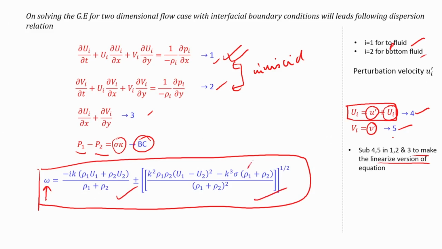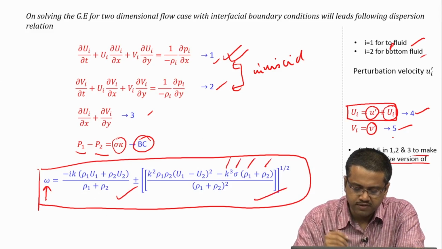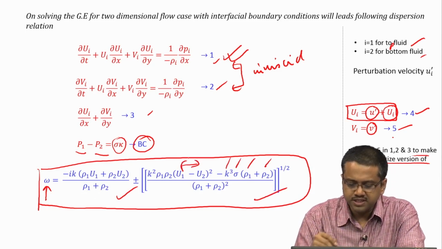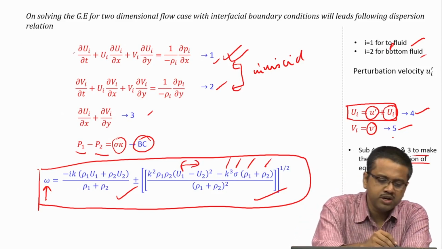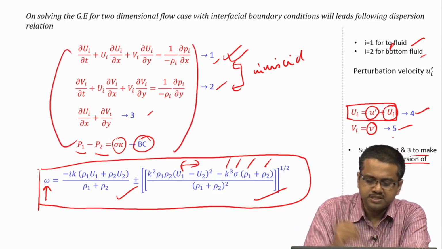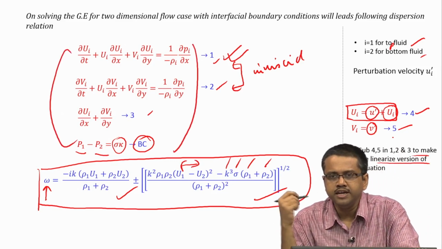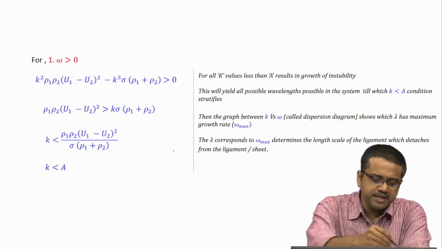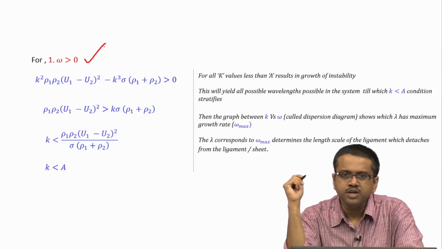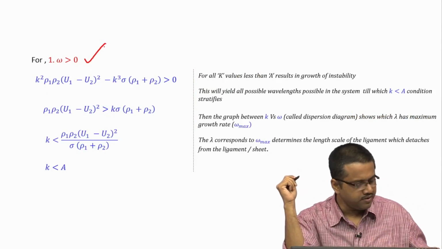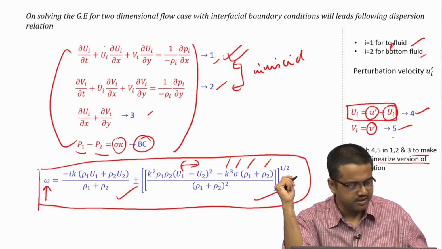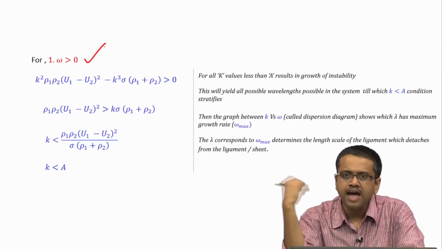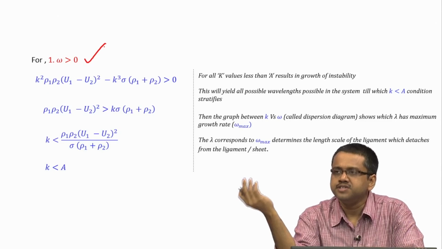There are the 2 densities, the surface tension, the wave number, and the difference in the velocities. This is the complete form that you will get if you work from this set of equations with the corresponding interfacial boundary conditions. Now, as we said, when the real part of omega is greater than 0, that means the second part of it is greater than 0, you will have an unstable situation.